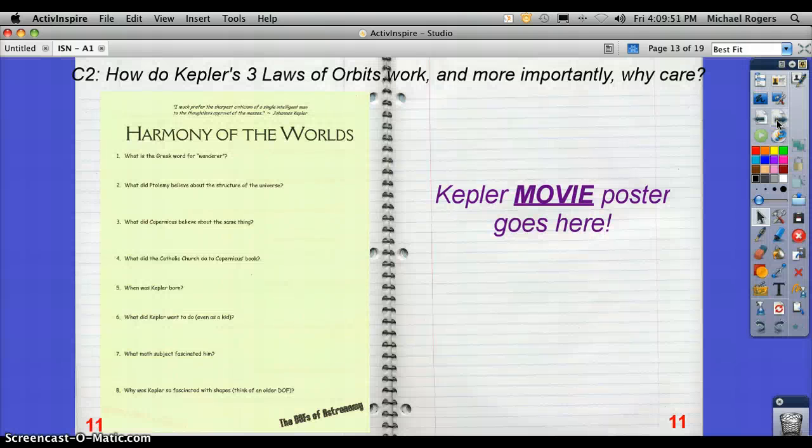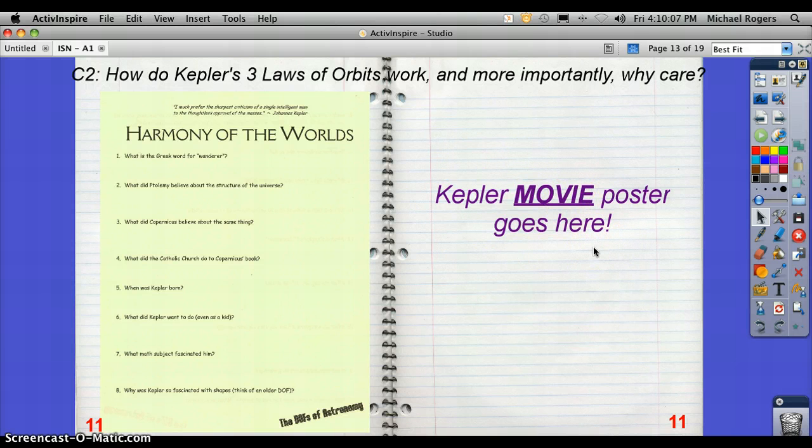C2, how do Kepler's 3 laws of orbits work? And more importantly, why do we care? And that really is a 2-pager as well. The first page would be the Harmony of the Worlds video sheet, which you can put in on the left side. And if you recall, I was suggesting you do a movie poster on the right-hand side.